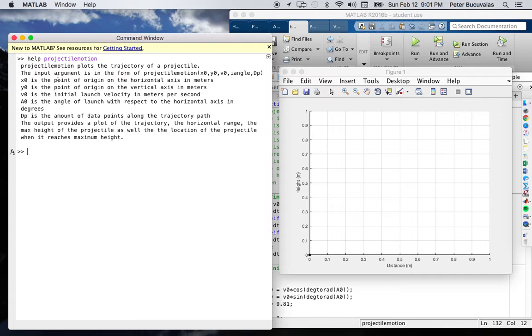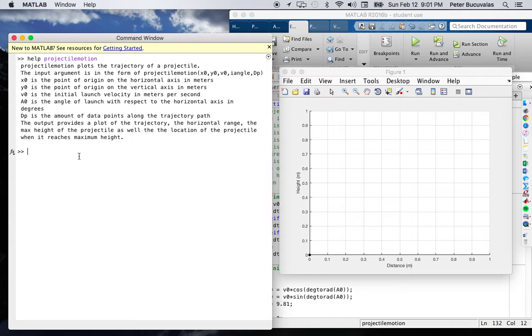You can see it provides a description of the function itself, so we can see the input arguments here, as well as x0, y0, which are the initial starting position. v0 is its initial launch velocity. a0 is the angle of launch. And finally, dp is the number of data points along the trajectory path.